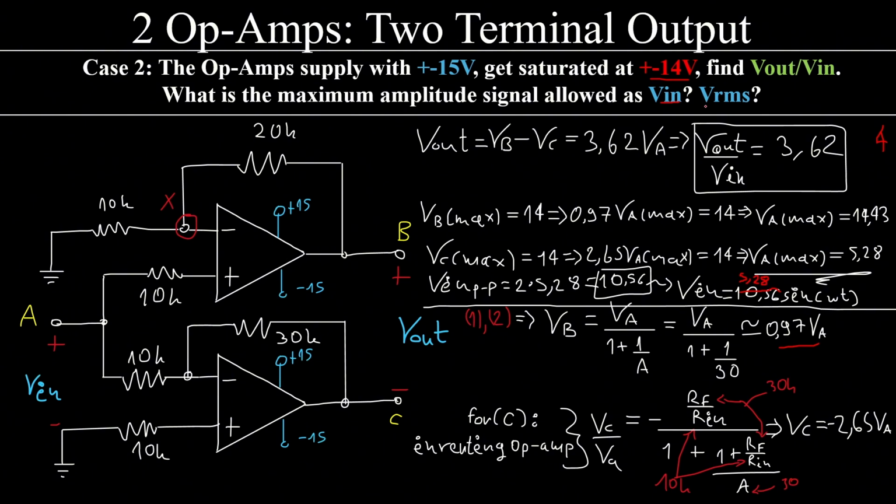Now we're asked to find how much this value is in RMS, alright? How much is the equivalent RMS value? It's very easy. I just say that it's the peak-to-peak voltage over 2 square root of 2. So it's 10.56 over 2 square root of 2, which is 3.73 volts.